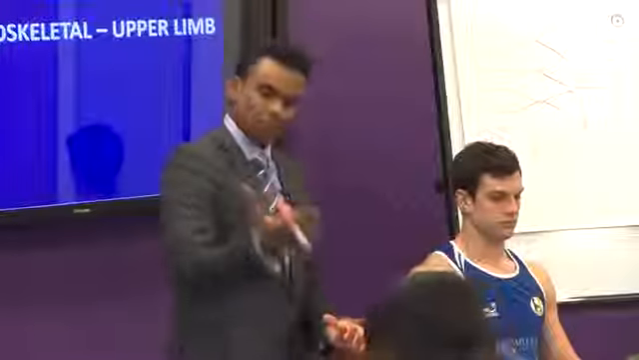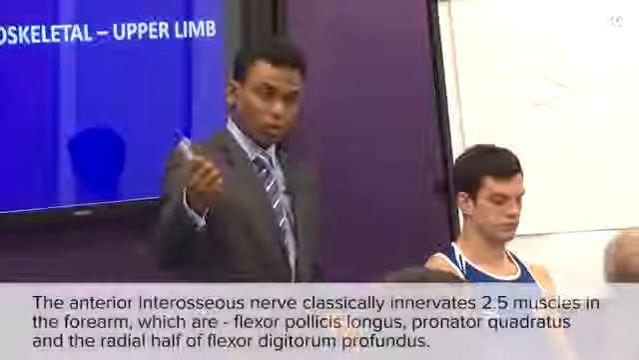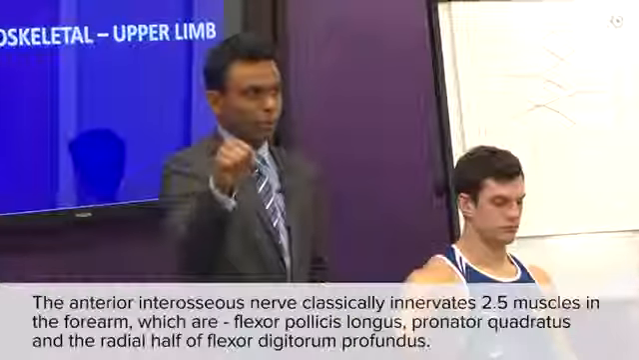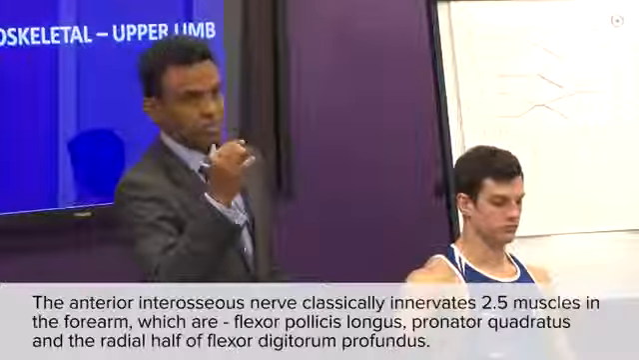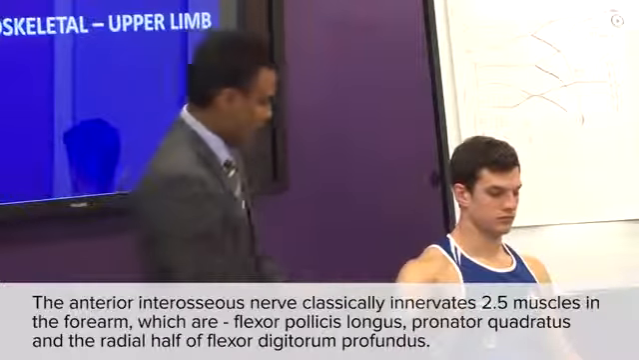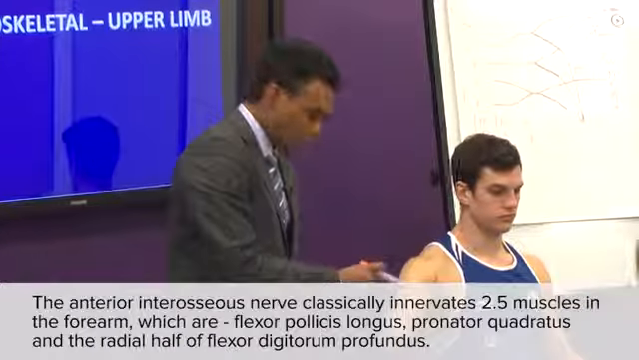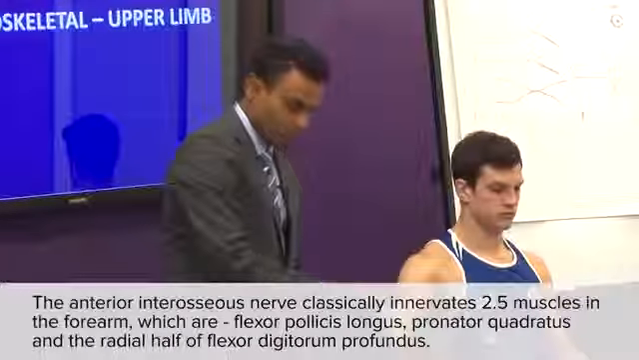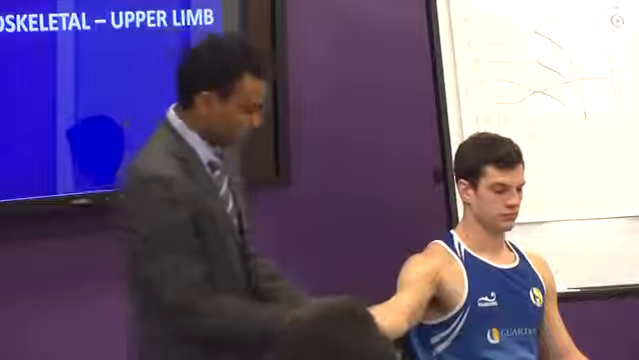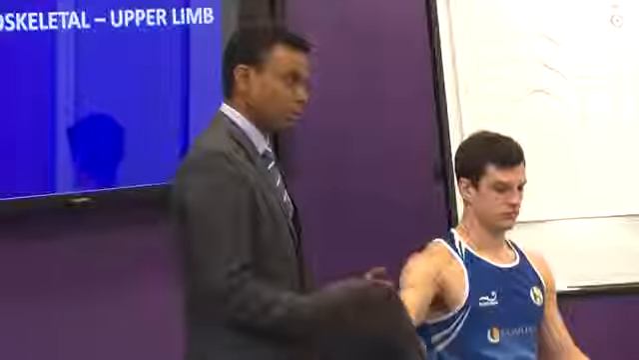That goes and supplies the flexor pollicis longus to the thumb, flexor digitorum profundus, and pronator quadratus. So the three deep muscles in the forearm are supplied by the anterior interosseous nerve. Okay. Then your median nerve on its own continues in the forearm, and then it goes under the carpal tunnel. Okay. So that's all you need to know about the anterior interosseous nerve syndrome.